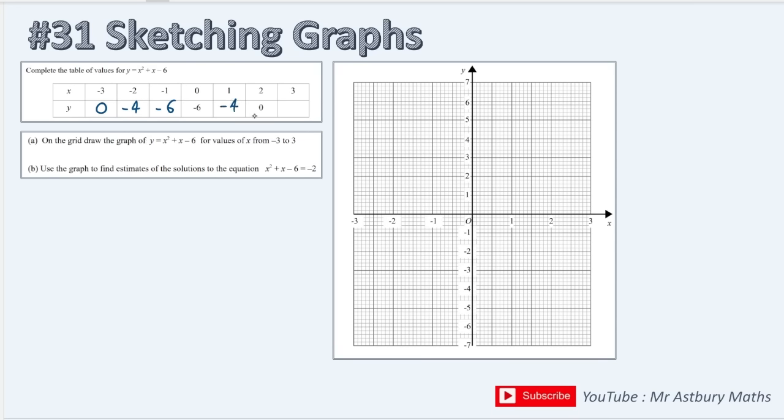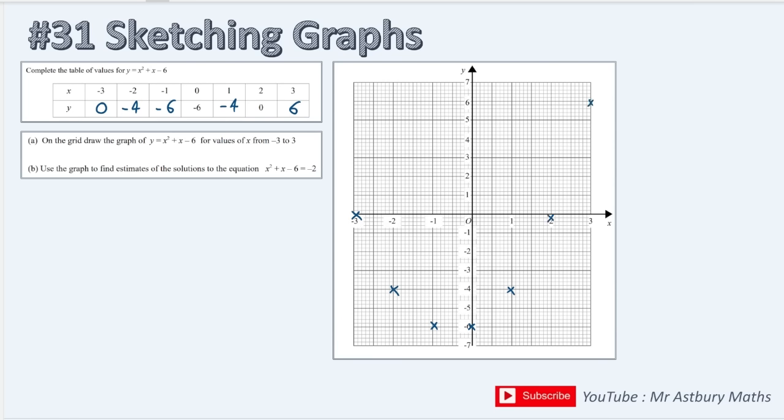And we should see some nice symmetry here because it's a quadratic, which we do. And we have 3 squared is 9, plus 3 is 12, minus 6 is 6. I then need to draw that curve. So at the x value of minus 3, we have 0. At minus 2, we have minus 4. At minus 1, we have minus 6. 0, we have minus 6. 1, we have minus 4. 2, we have 0. And 3, we have 6.